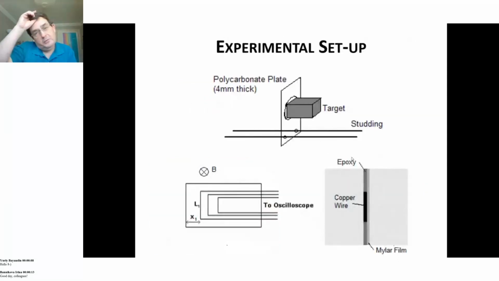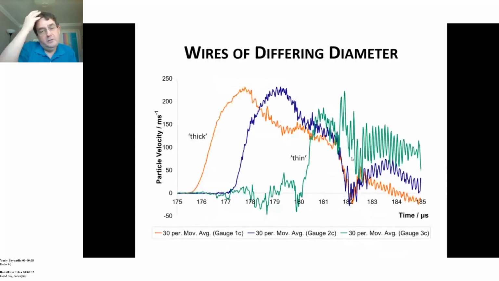You cannot mount your sample on a metal ring. You've got to try and keep metal away from the whole thing. So we had a polycarbonate plate, we had some metal studding, and we had a gauge very much as shown there, with multiple wires of slightly different lengths leading off to the oscilloscope. And these are the type of responses we got. We changed the thickness of the wire and repeated the same experiment.